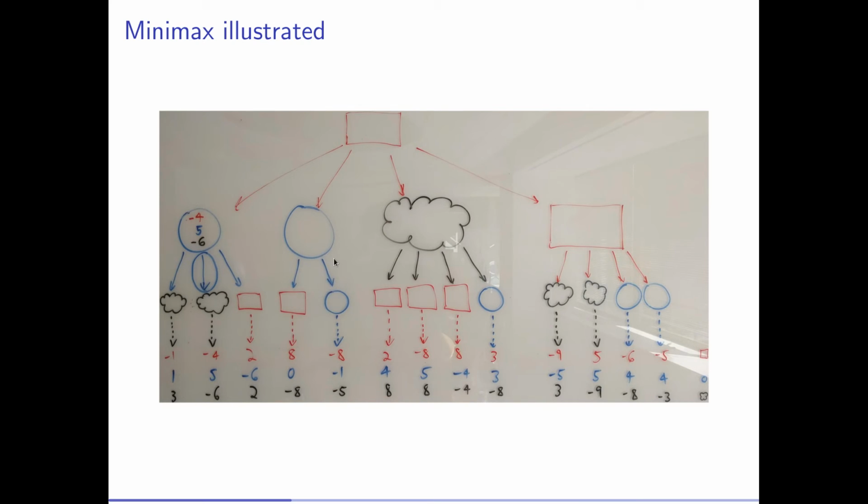In the second one, we have the same situation. So circle is choosing between 0 points and -1 points. 0 points is better, so he chooses that move. And then we have an interesting situation here.